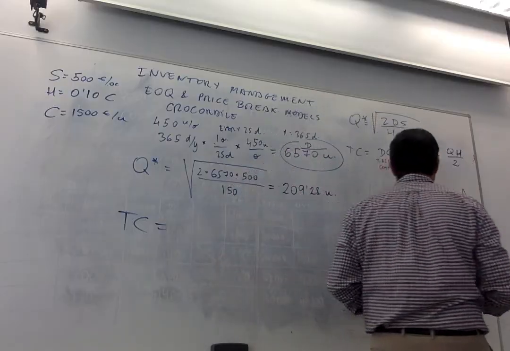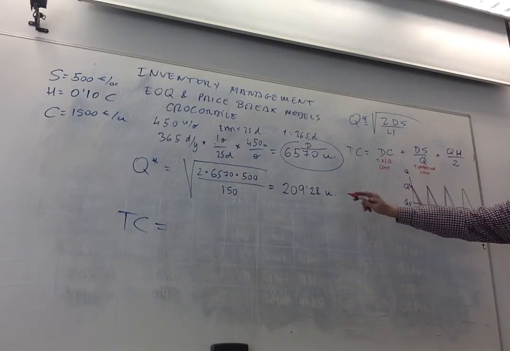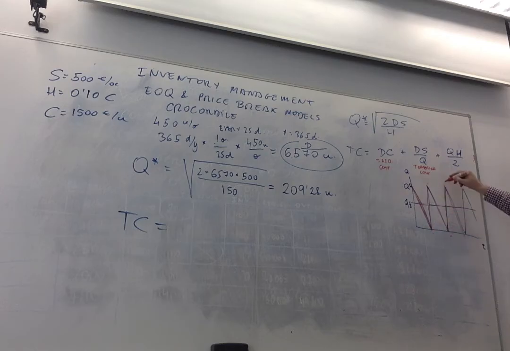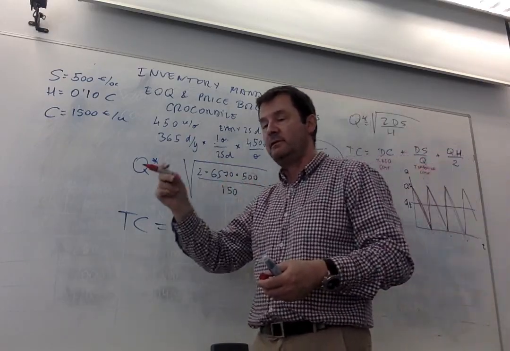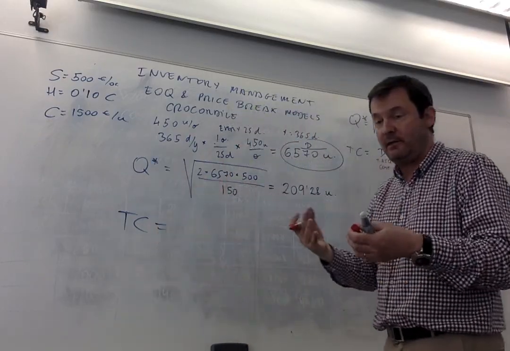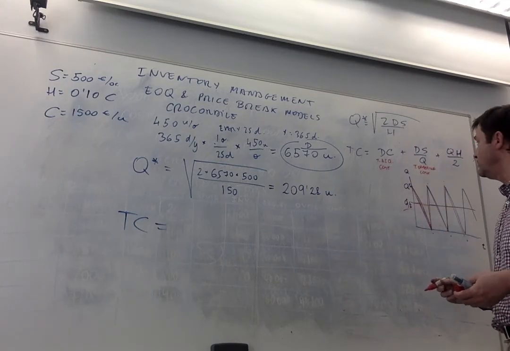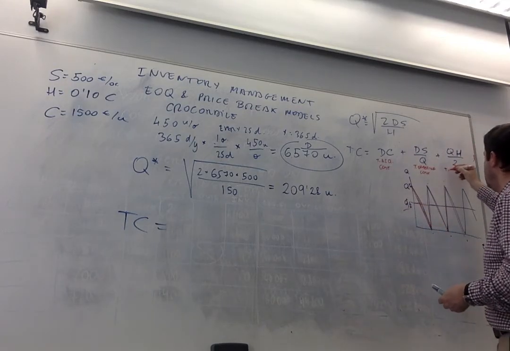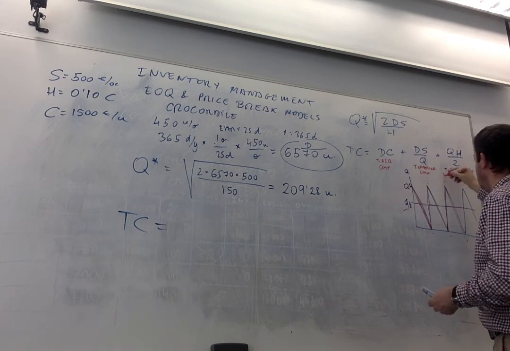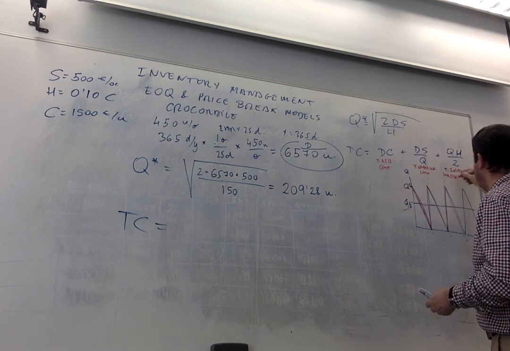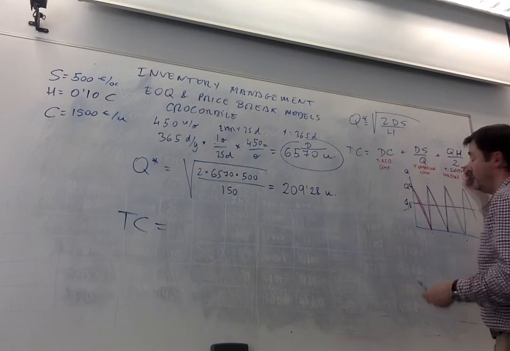Why? Because one day I will have 209, then I will have 0, 209, 0, 209, 0. The average of this, if you add up 209, 0, 209, 0, 209, 0, and you divide, you will get the average that is Q divided by 2, right? So this is the total inventory holding cost. Remember that this is one of the equations.